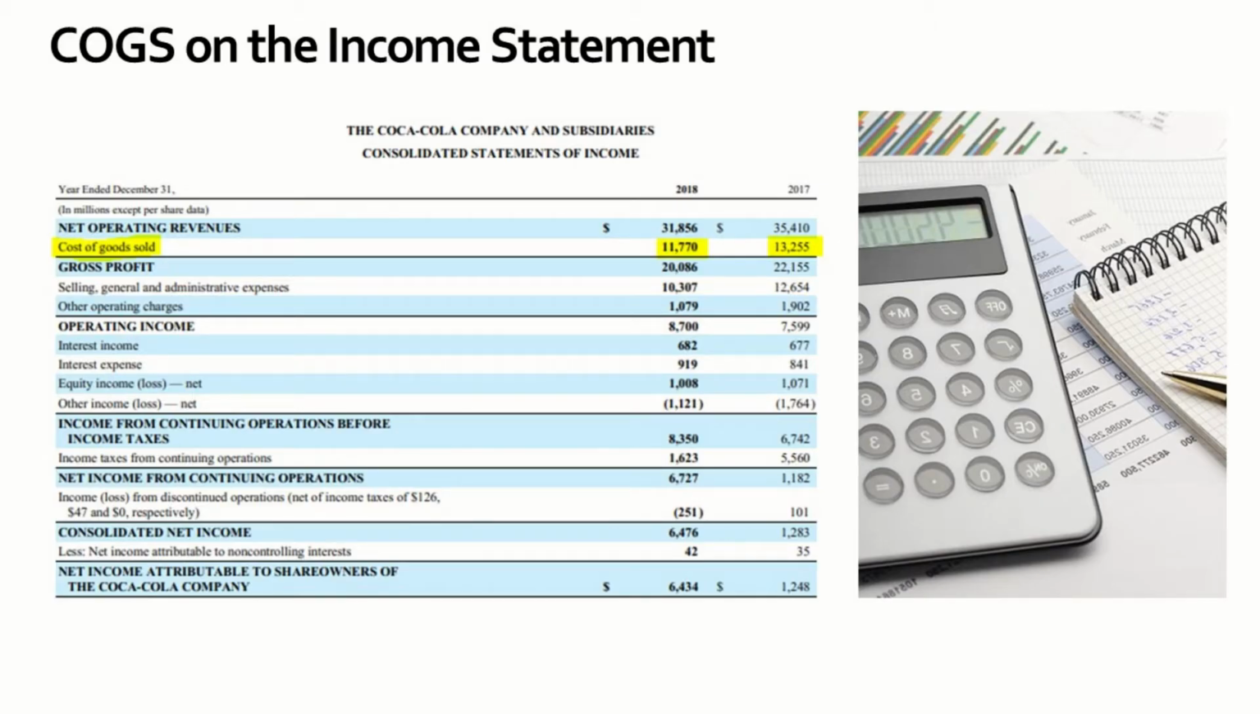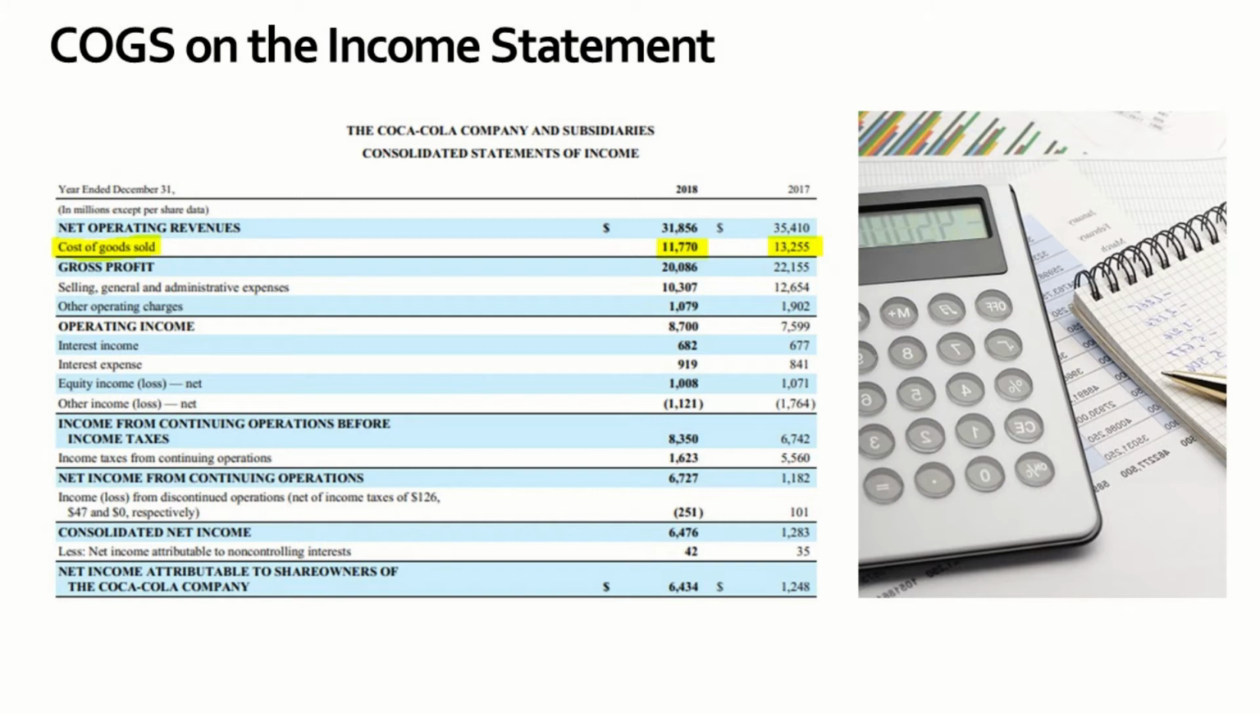COGS on the income statement. COGS sits right near the top of the income statement under revenue, as can be seen in Coca-Cola's 2018 income statement on the slide. The net amount of revenue minus COGS forms the company's gross margin, so the two figures are closely intertwined. Whenever someone is talking about the COGS or gross margin of a company, the other is always the missing piece after subtracting from 100%.